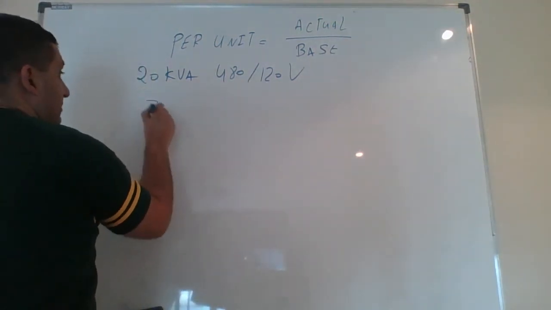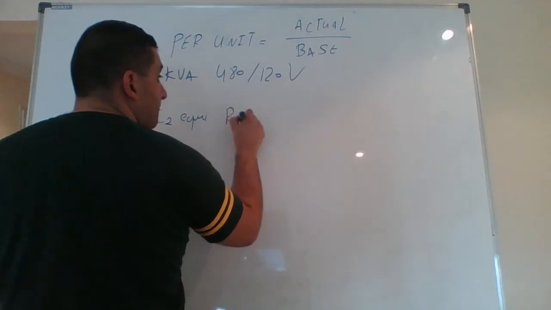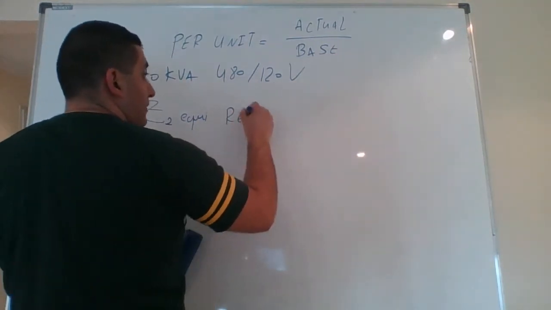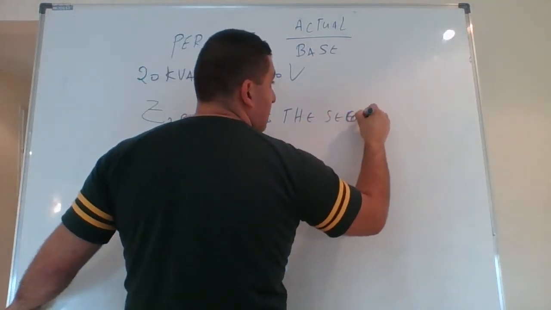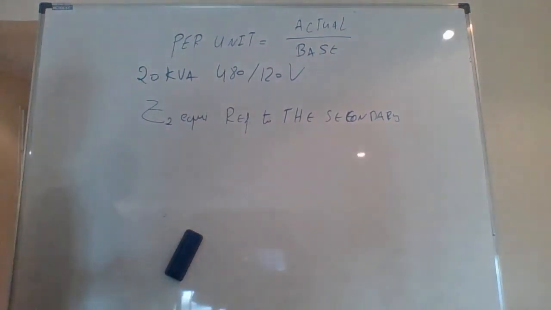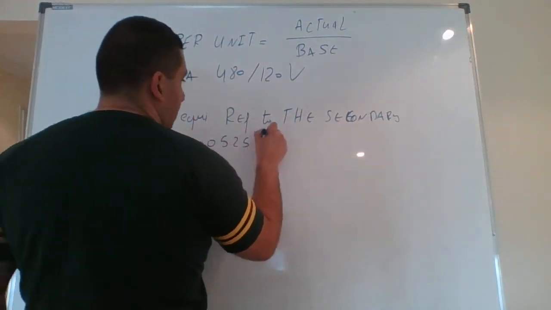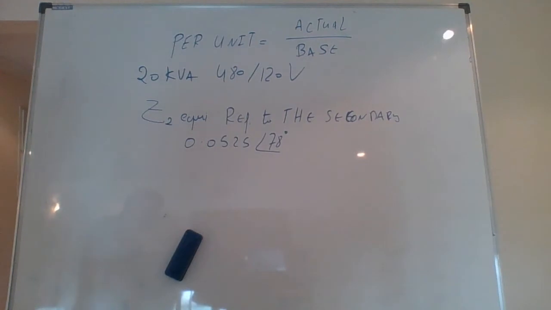So now I have Z2 equivalent referred to the secondary. The value is given: 0.0525, angle of 78 degrees. That's the equivalent leakage impedance of the transformer referred to the 120 volt windings.